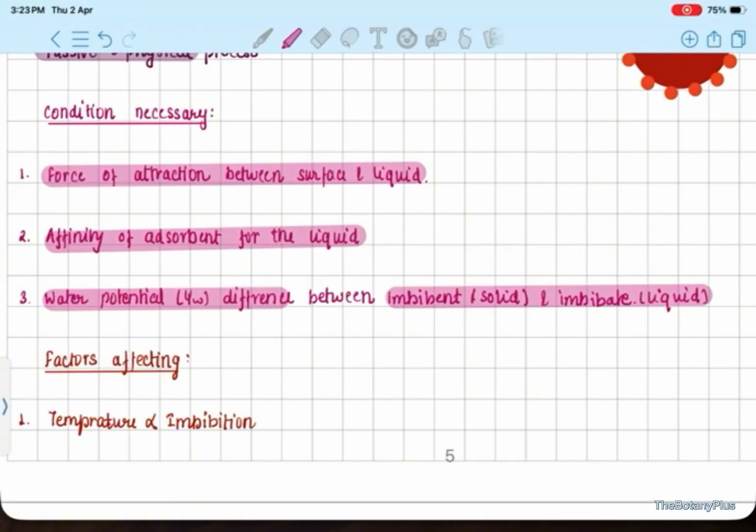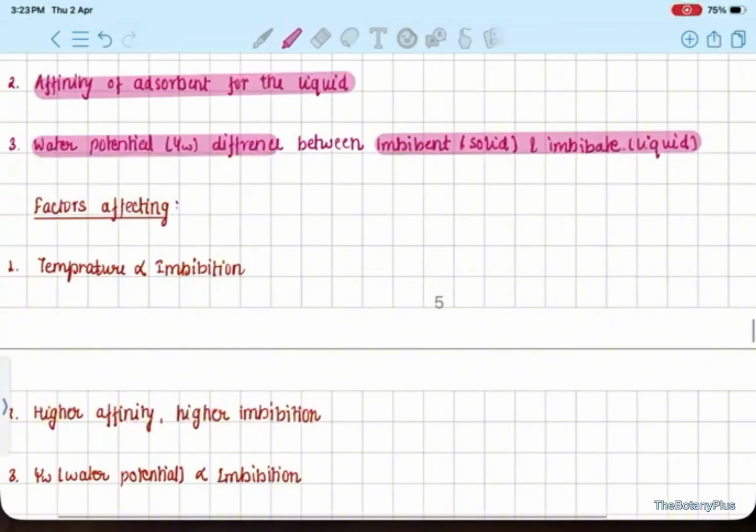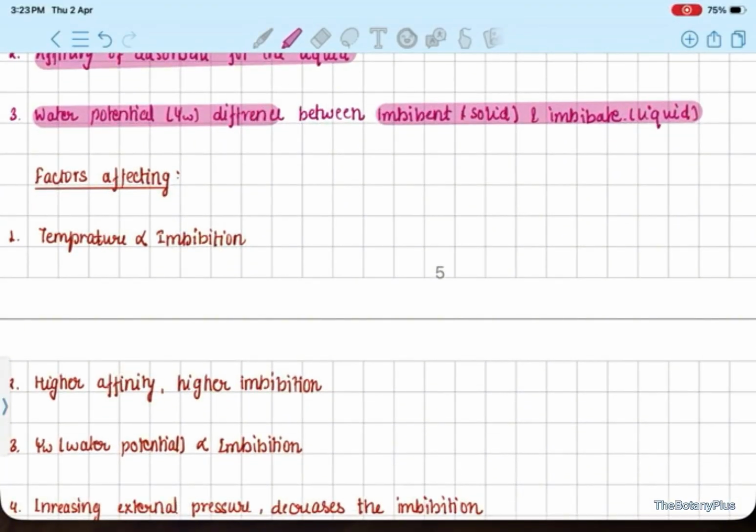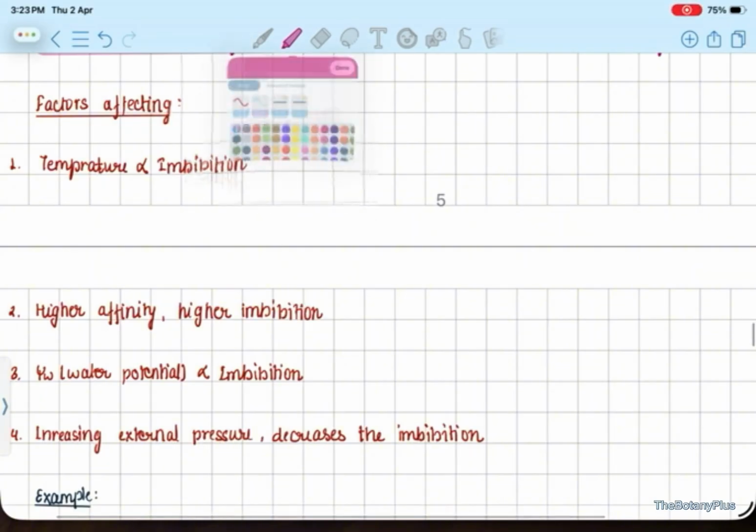A very common example of imbibition you have seen during the rainy season is when a wooden door swells. Here the water is adsorbed around the wooden door. If the door is dry, imbibition will occur. When the door is already wet, how will imbibition occur? So there should be a potential difference between the imbibant and the imbibate.